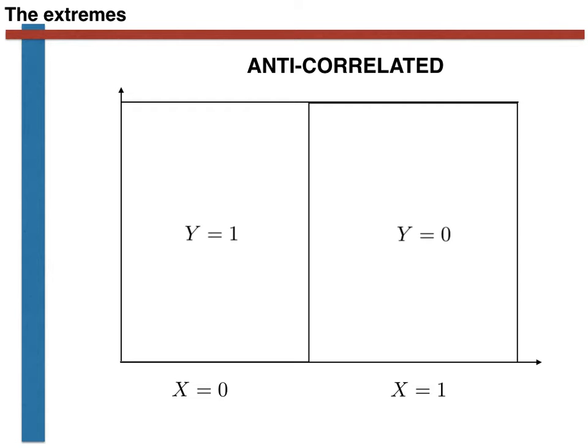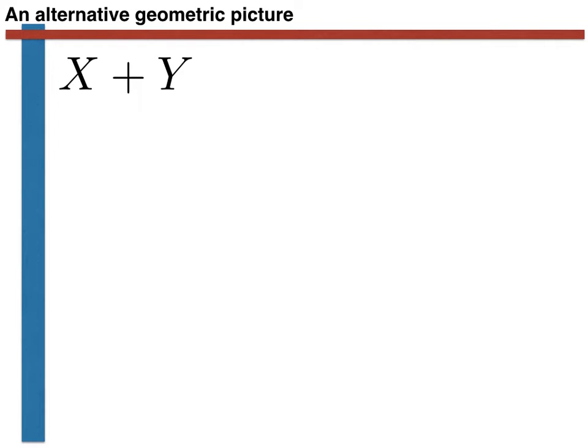Hopefully, this figure makes it clear that the degree of correlation between two random variables must lie somewhere between these two extremes of perfectly correlated and perfectly anti-correlated. In case it is not, however, let's consider another geometric example.